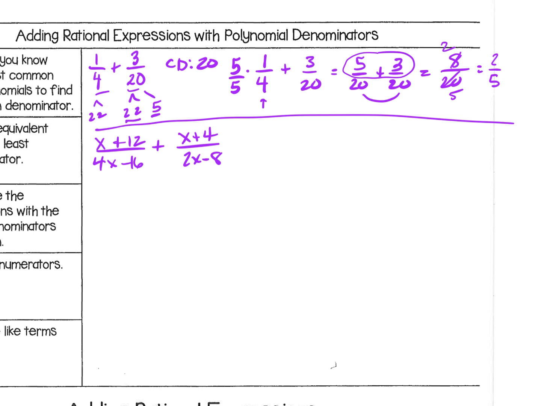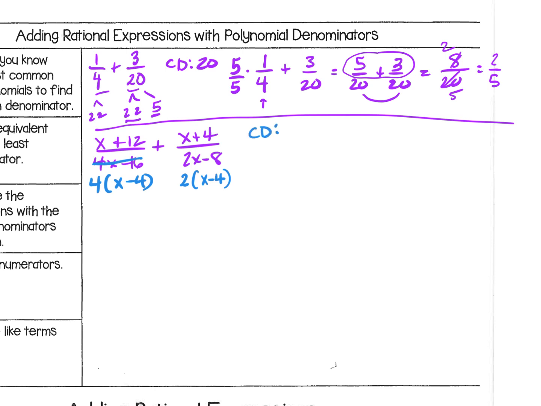All right? So what can I factor 4x minus 16 into? What can I pull out of both 4x and 16, guys? 4. So if I pull out a 4, what do I end up with? x minus 4. So now that's what that looks like. Now, what about 2x minus 8? 2. And what do I end up with inside? x minus 4. Now we find our common denominator.